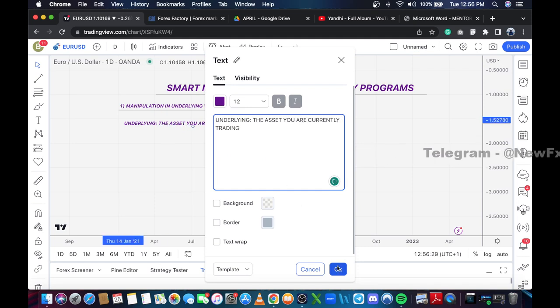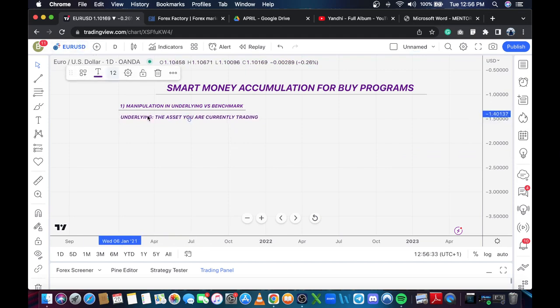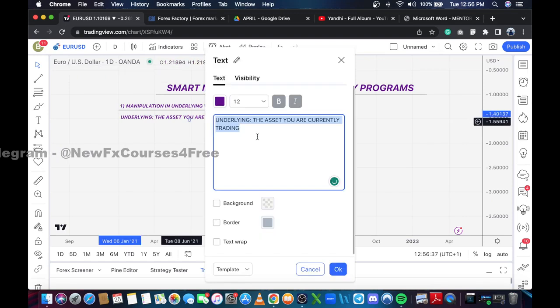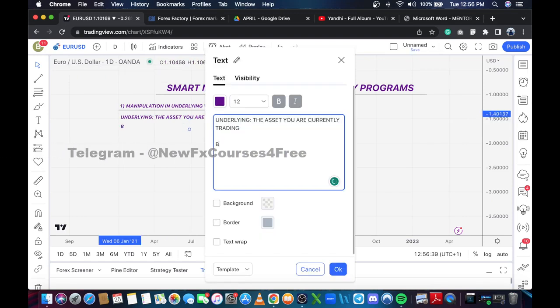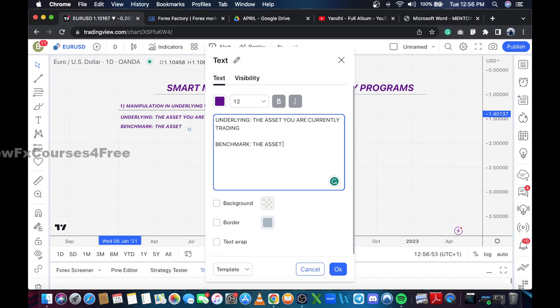Okay, if you wanted to look for a trade on Eurodollar, so right now we are on Eurodollar daily time frame. This would be our underlying. Now, what is the benchmark? Let's define what a benchmark is. The benchmark is the asset you are measuring the potential manipulation at which the underlying is related to.